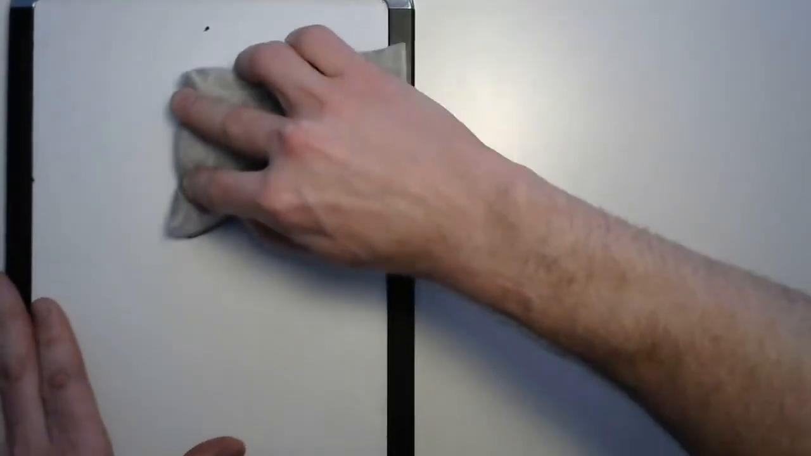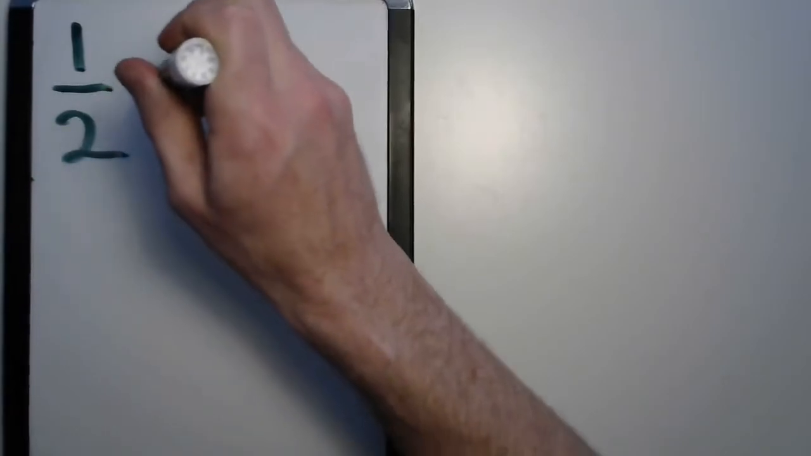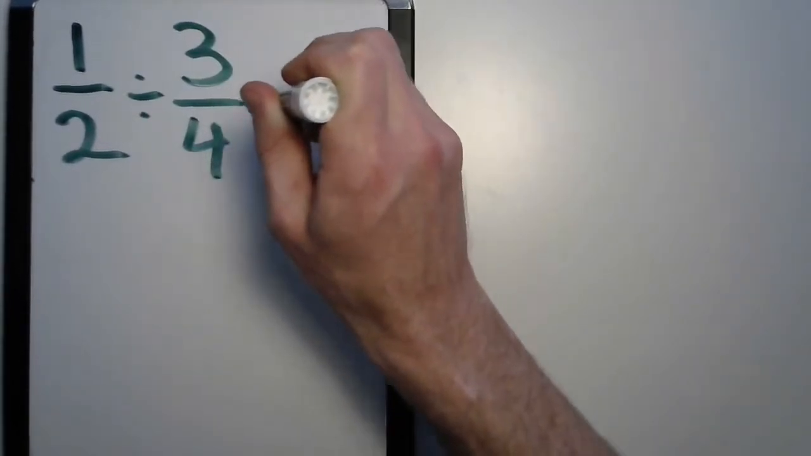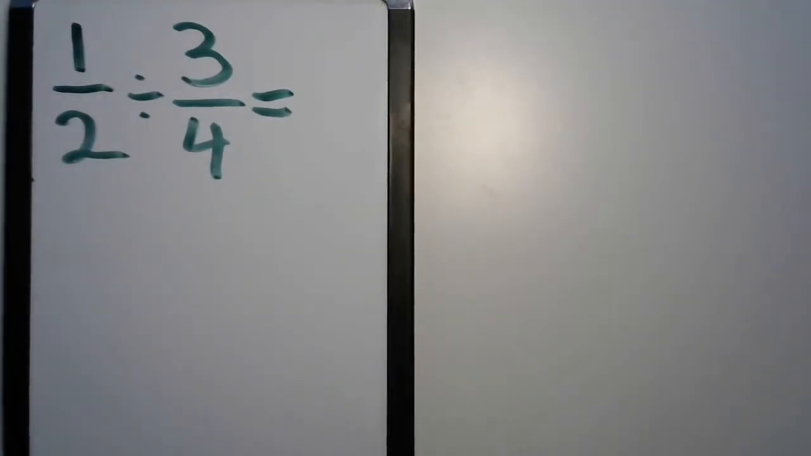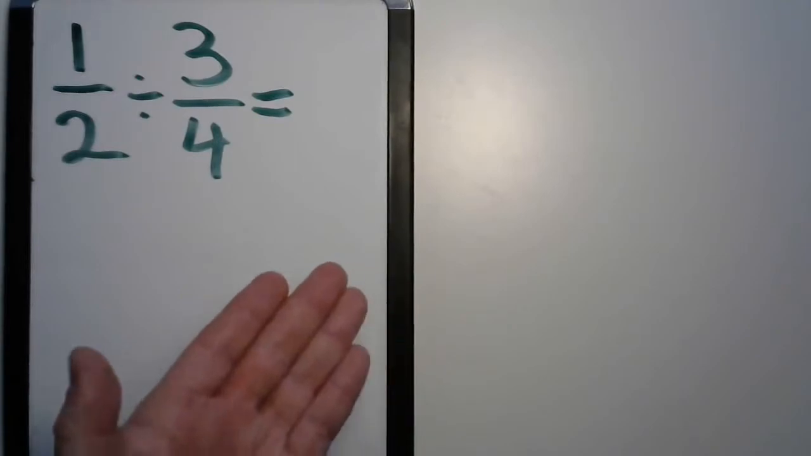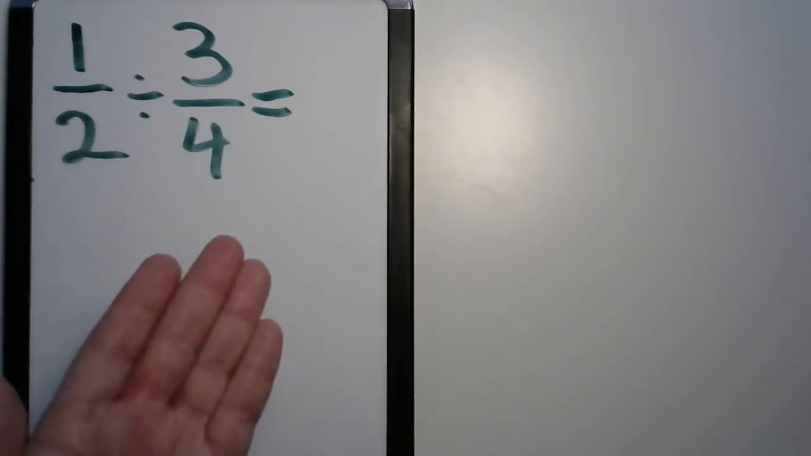How about 1/2 divided by 3/4? And I think we'll do this one by the other method as well to show you the contrast between them. So we're going to do group division for this again. This is group division. We're counting the groups we end up with. So we need a half.